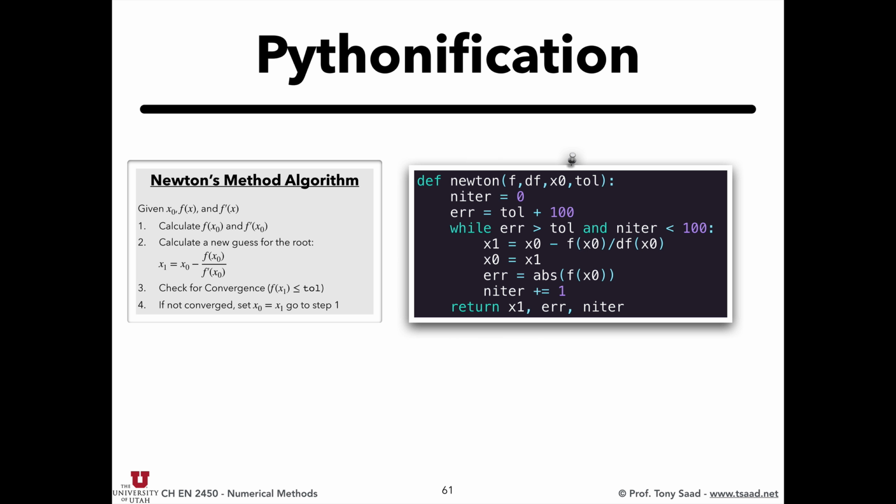We know x0, we simply calculate x1 as being x0 minus f of x0 over df at x0. And note, df is just another Python routine that computes the derivative at x0. And then that gives you the solution, a routine for Newton's method.